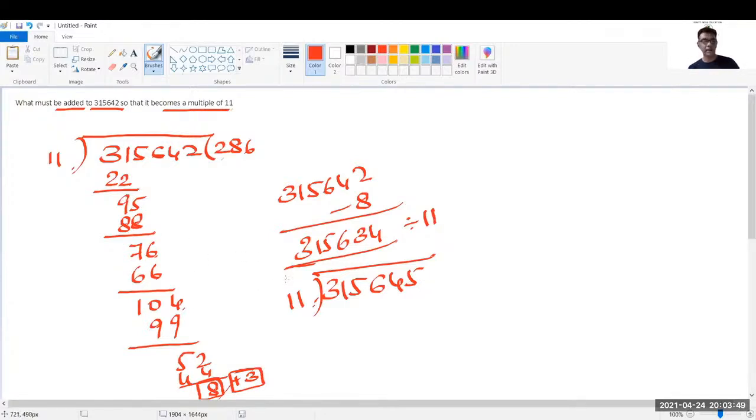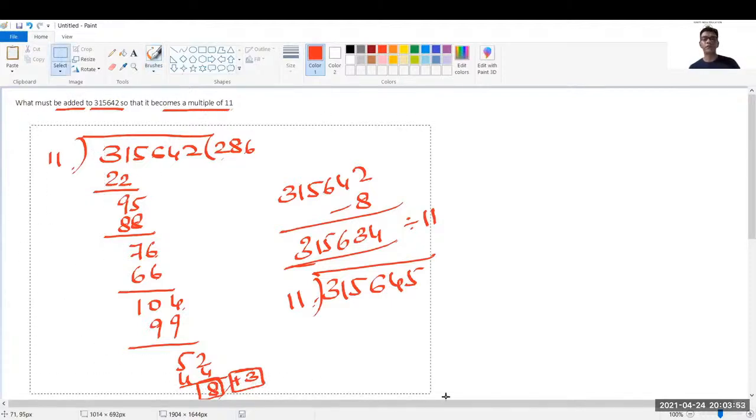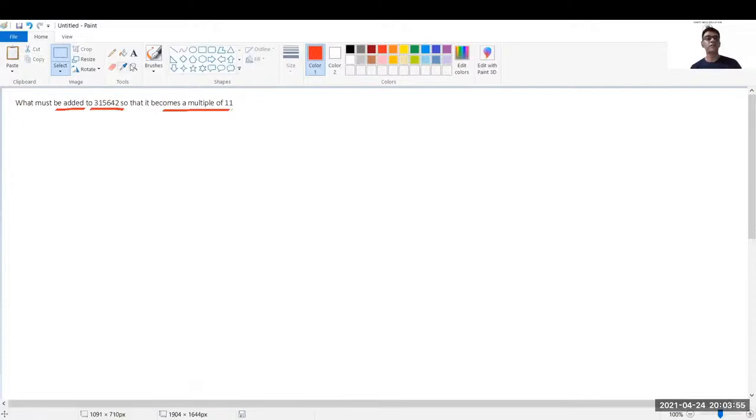But this is dividing it, right? So what is the easier way of doing this? Easier way of doing this is, I'm erasing this because that's not of use. Easier way of doing this was taking the divisibility rule of 11. Yeah, right?